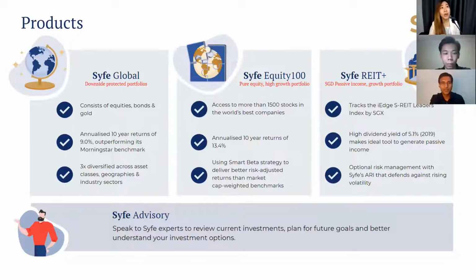And if you want to execute the global strategy, you could go with a global ETF like the S&P 500. You could also go with other global ETFs. If you don't want the S&P, there are Vanguard and BlackRock. There are just so many options out there that you could invest into.